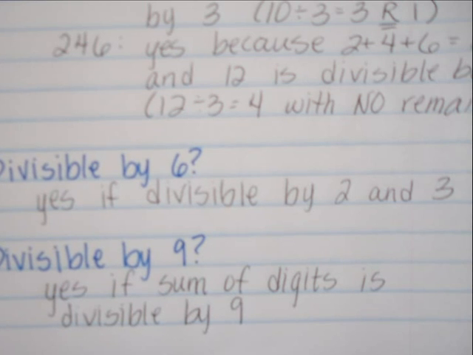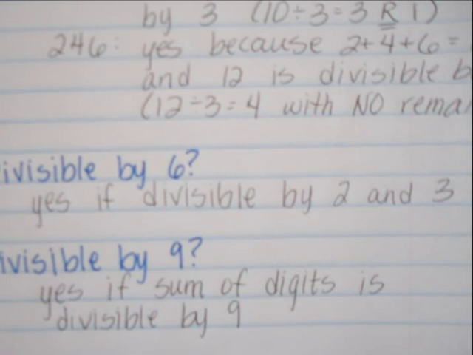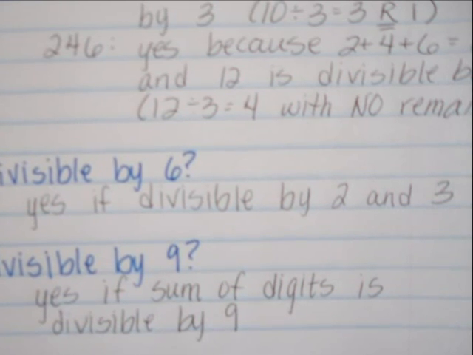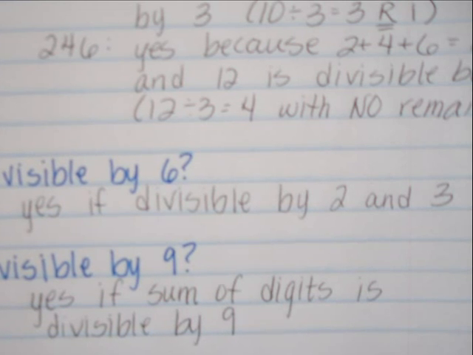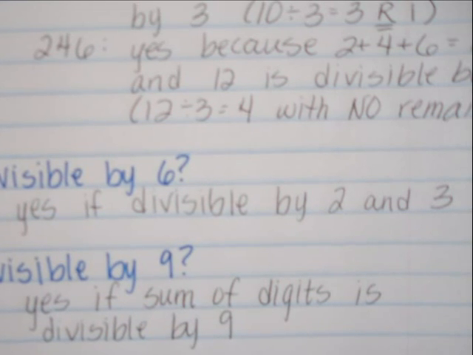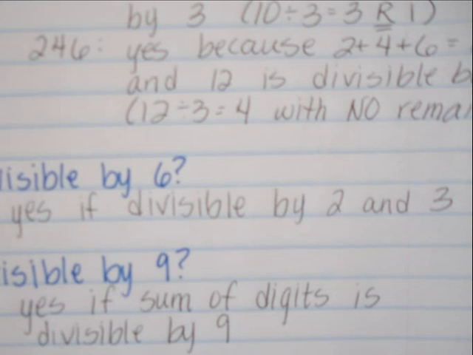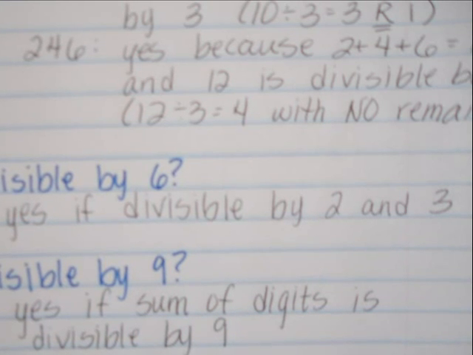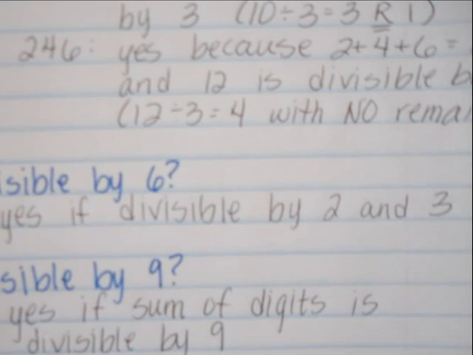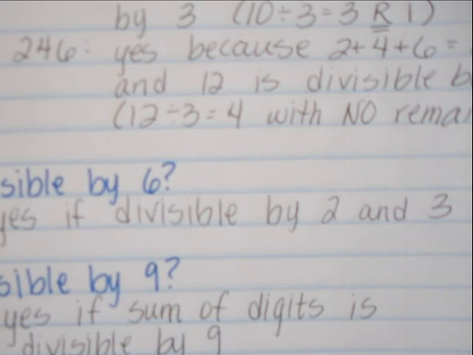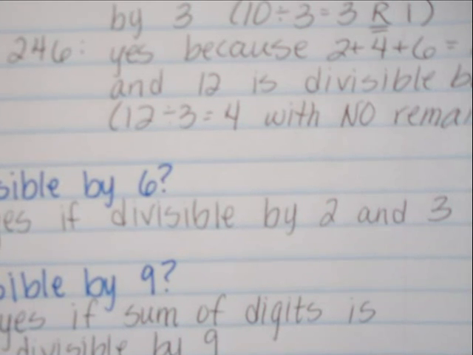On the other hand, for the divisibility test for 9, the sum of the digits has to be divisible by 9. So this time you're adding all the digits up and dividing it by 9. If there's no remainder, then it is divisible by 9.